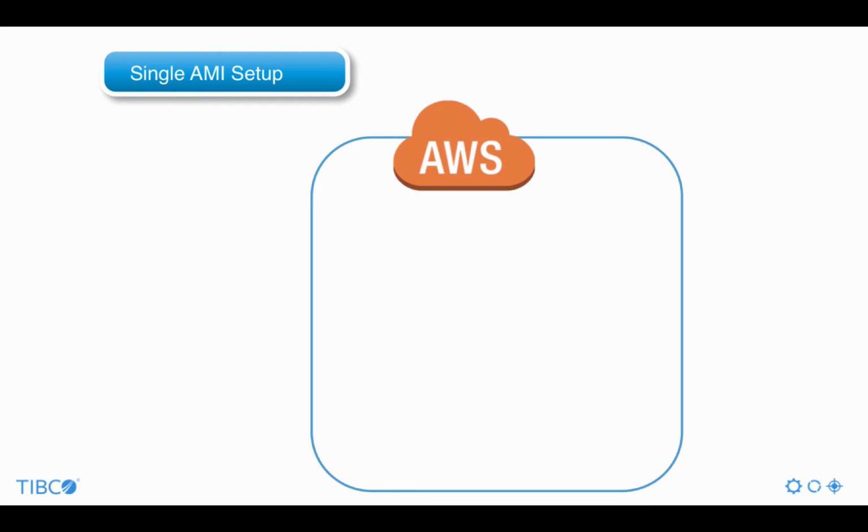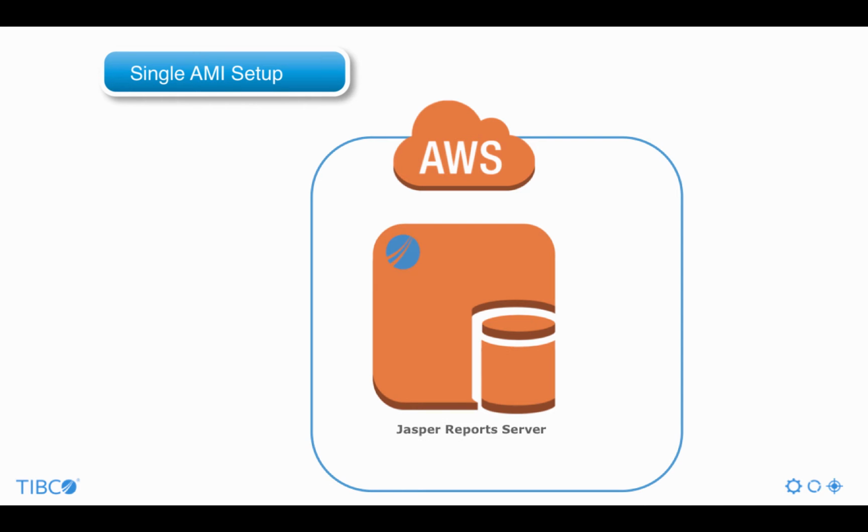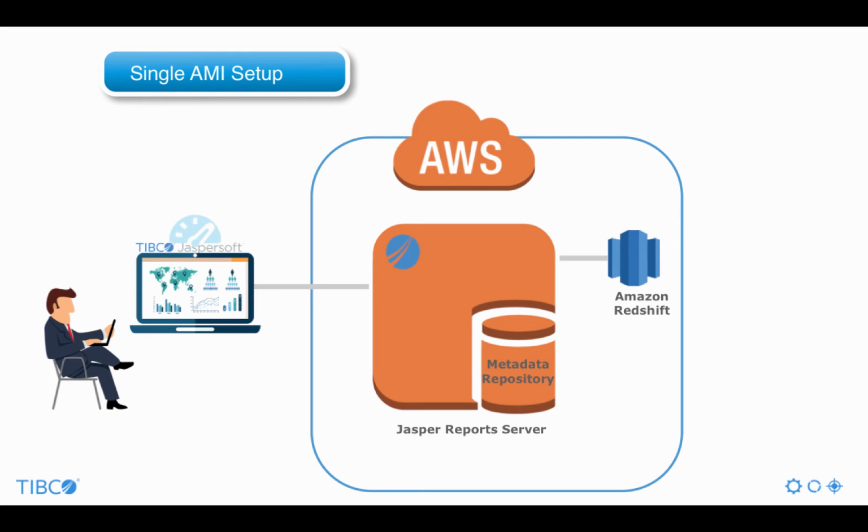A single Amazon image, or AMI, is launched, which houses both Jasper Reports server and the corresponding metadata repository, which persists metadata like users and report designs. You connect to your data sources, for example, Amazon Redshift, and your users are good to go. In this setup, all your users will access the single Jasper Reports server instance.